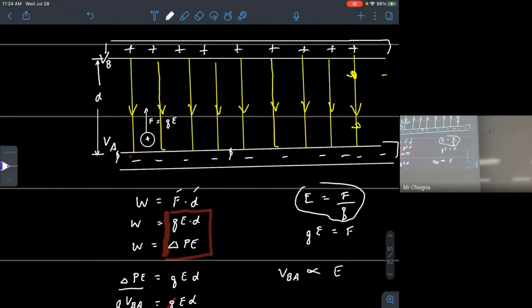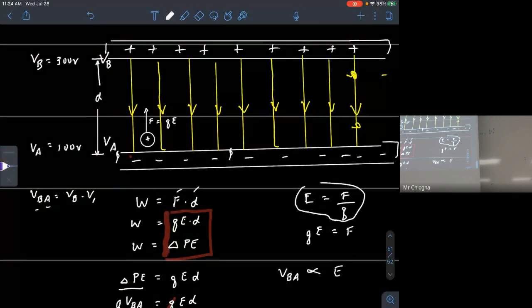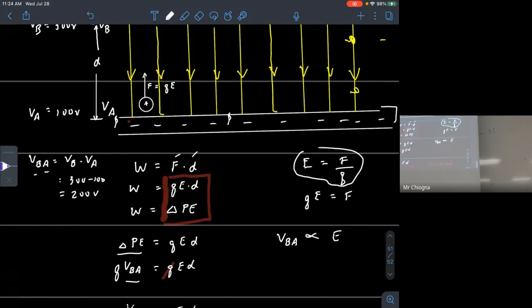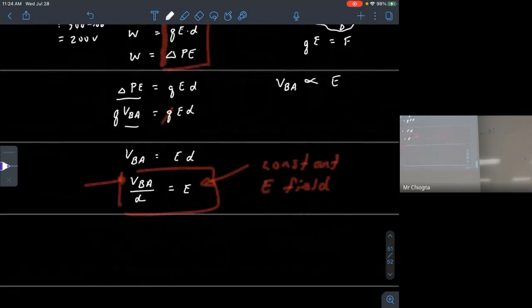So these are actual values. V_B might be 300 volts and V_A might be 100 volts, positive each. What's V_BA? V_BA is just V_B: take the first subscript and subtract from that the second subscript. So in this case, it would be 300 minus 100, 200 volts. Let's say the distance is 5 centimeters. So V_BA is 200 volts.